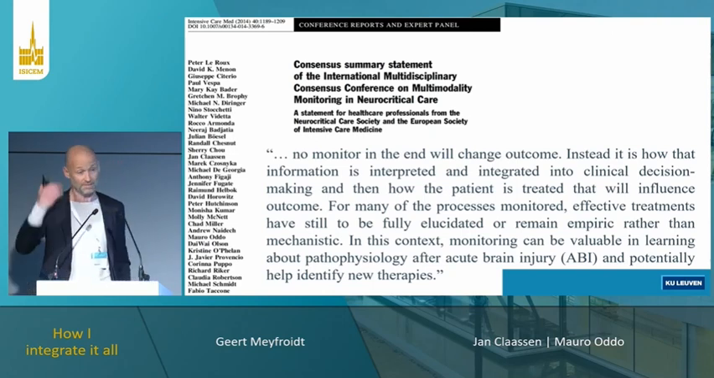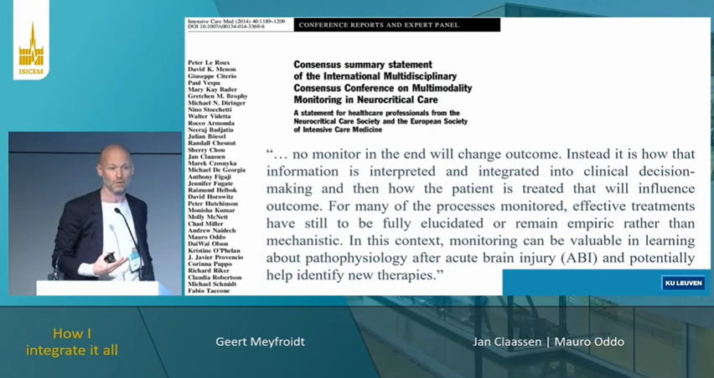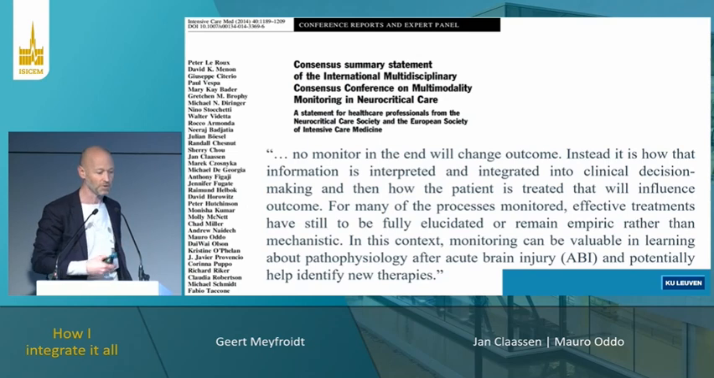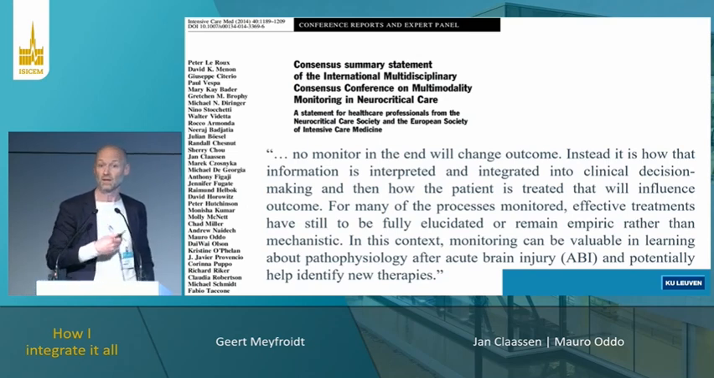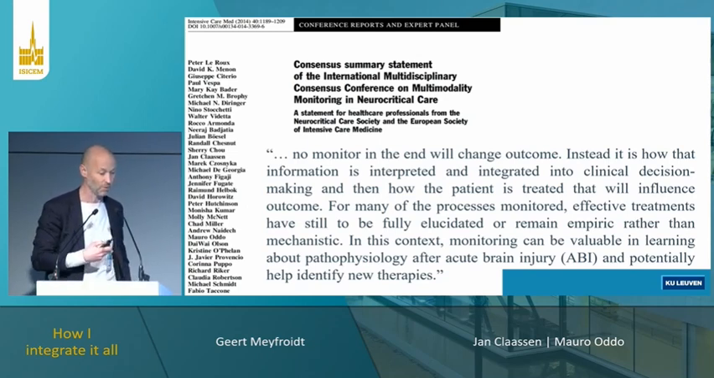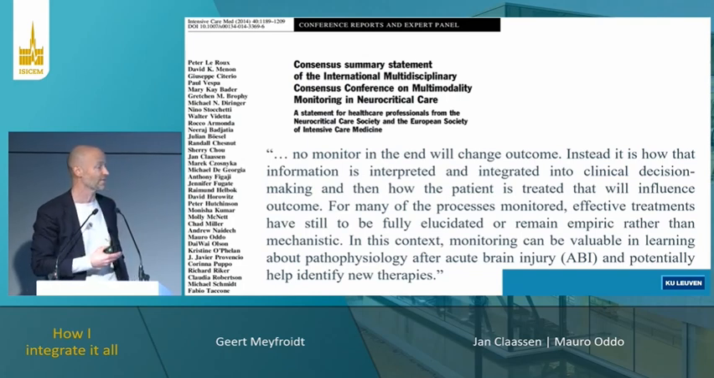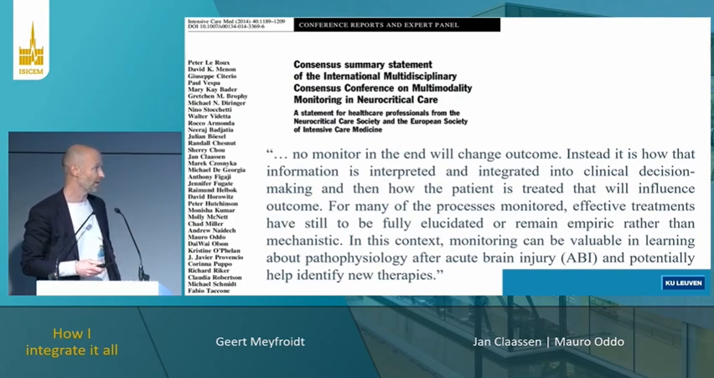And still we do that. Still we do monitor and we react on the monitor. But of course, it's not the monitor that will change the outcome. It's how we integrate that, how we make decisions, how we treat that patient that will influence the outcome.